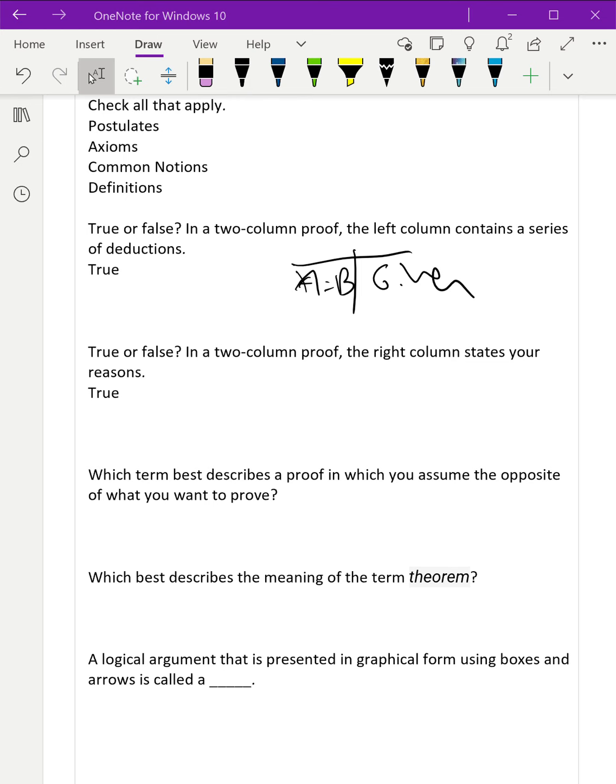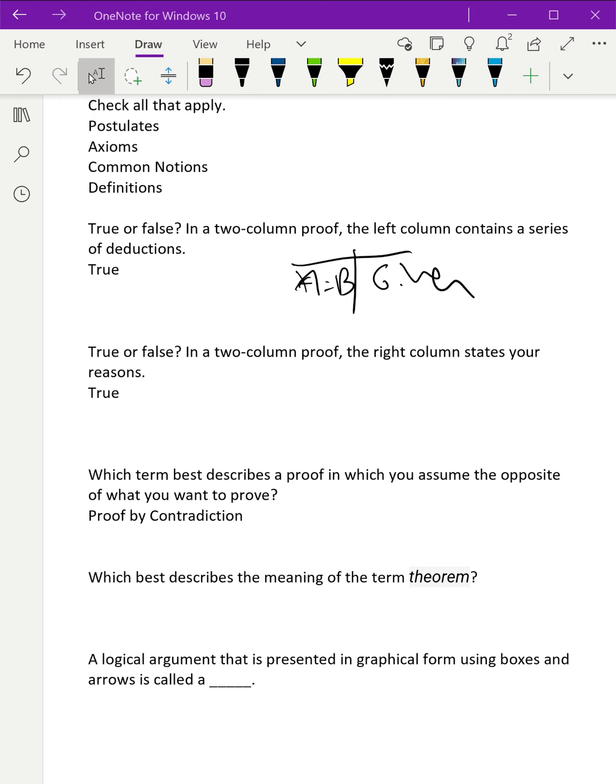Which term best describes a proof in which you assume the opposite? This actually goes back to our previous question. When you assume the opposite of something, that would be a proof by contradiction. So if you're assuming the opposite of something, you are proving the contradiction. So look for the term contradiction on your quiz.